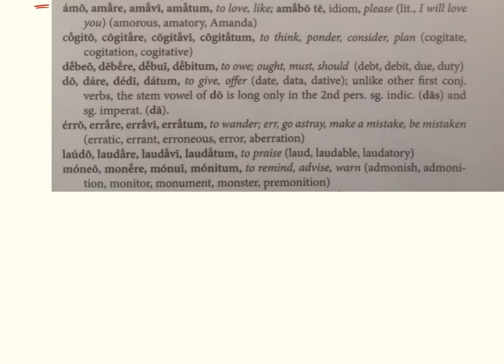So now looking at the actual words. Our first word is amo, amare, amavi, amatum. It means to love or like. The derivative amorous right here, the ous is a suffix that means full of, and amor means love in Latin. So someone who is amorous is someone who is full of love.